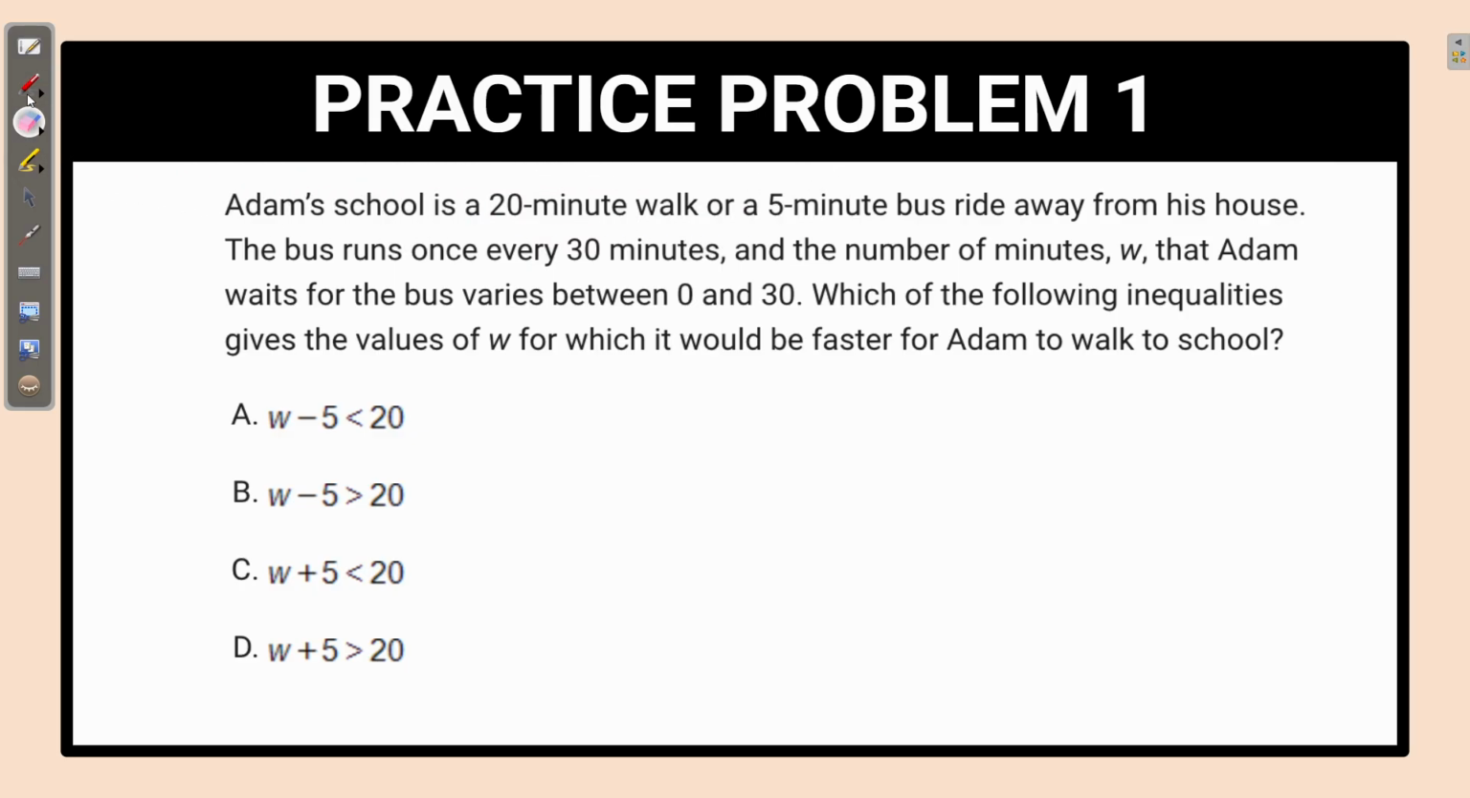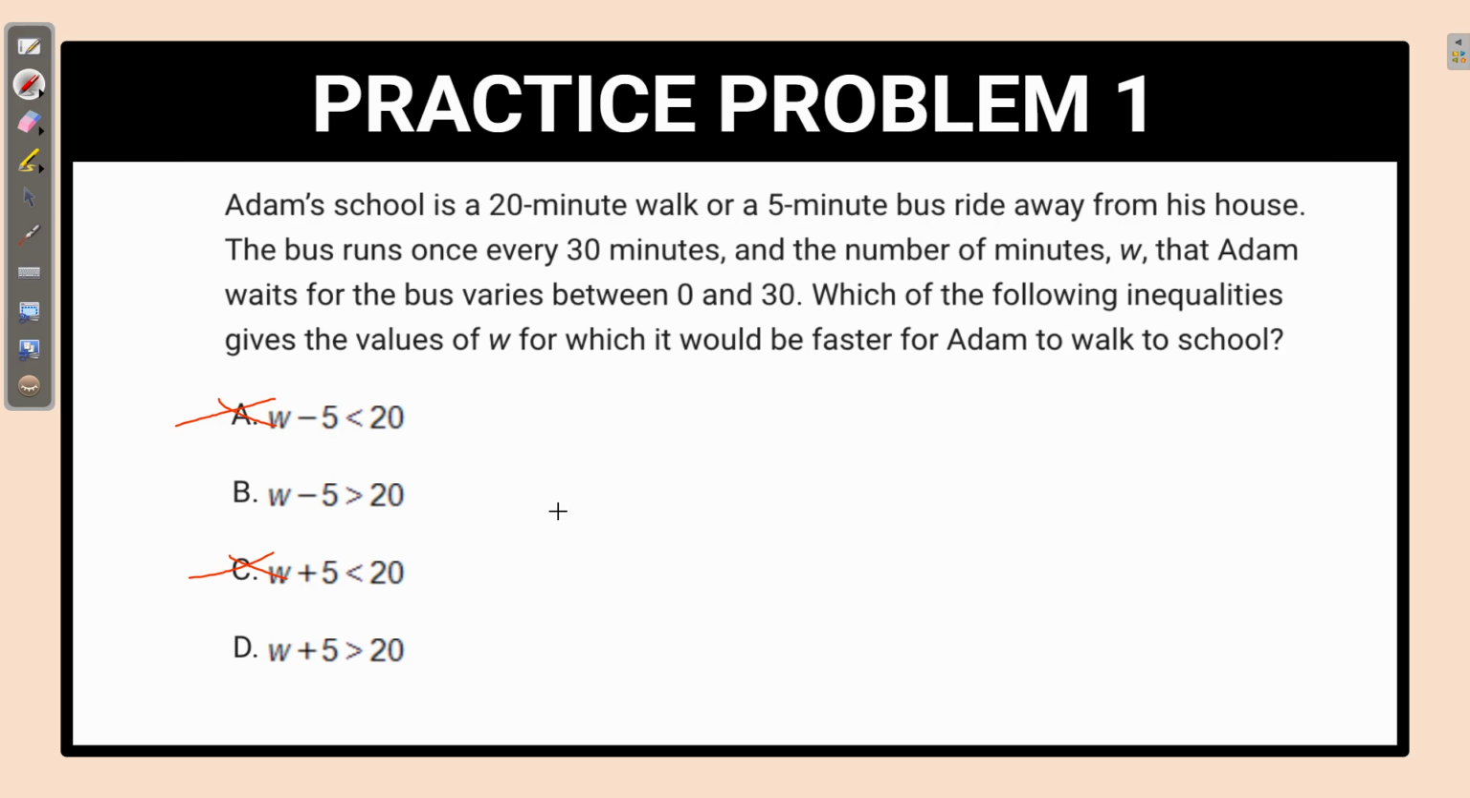So given that, the inequality should be that the 20 is facing the side where it's less than the bus ride and the wait time. Because if 20 is less than both the bus ride and the wait time, then it would just be faster to walk, right? So what I'm seeing here is that 20 is not on the less than side here, nor is it on the less than side here. So we can eliminate one of those.